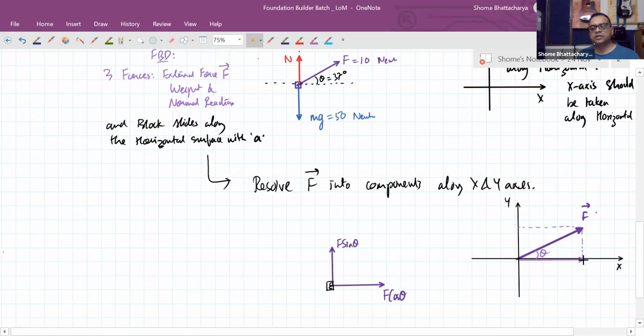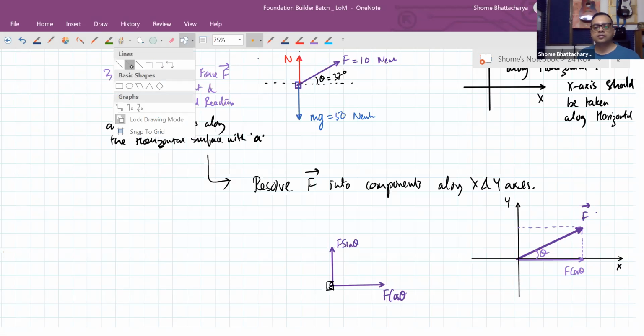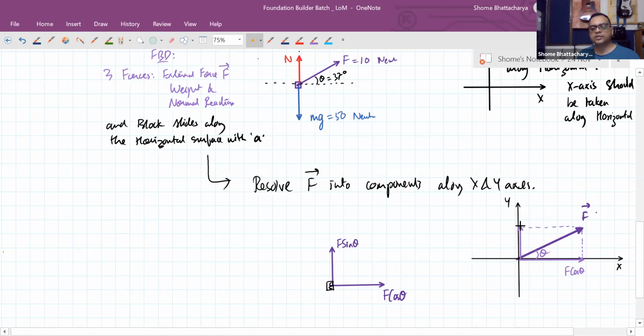What is this component? It is F cos theta, and this component is how much? It is F sine theta. So this is from your vector algebra that you just learned in the previous class. Okay. So this force was 10 newtons, and this angle was 37 degrees. So this F cos theta will become 8 newtons, and this F sine theta will become 6 newtons. So this will be 8 newtons. This will be 6 newtons. Okay. So in the diagram, we have replaced this force with its components.